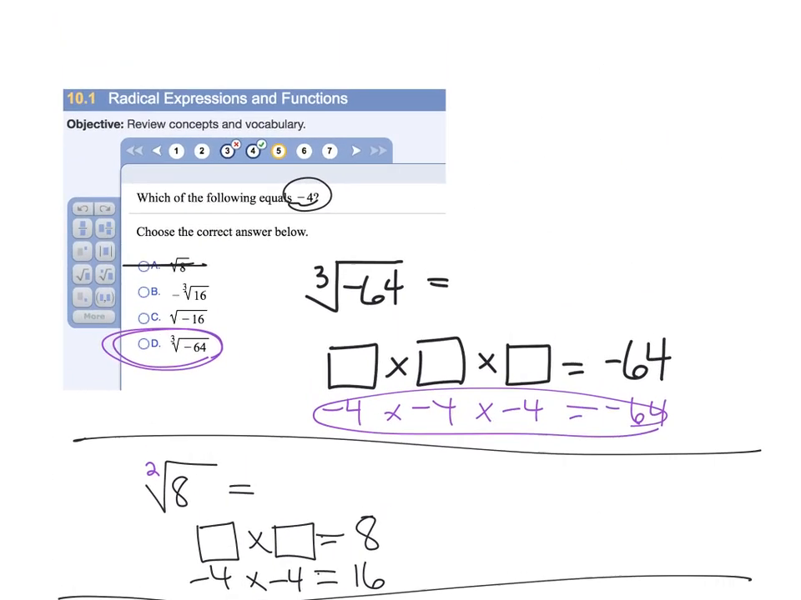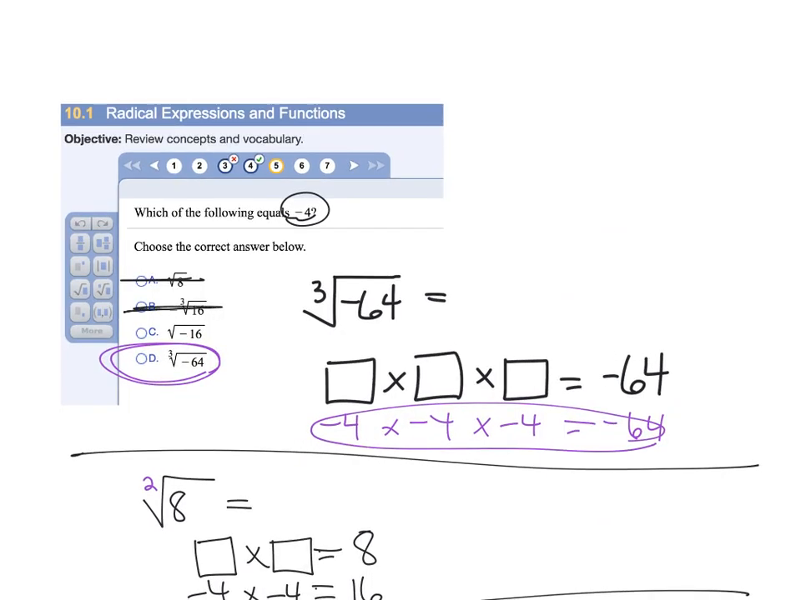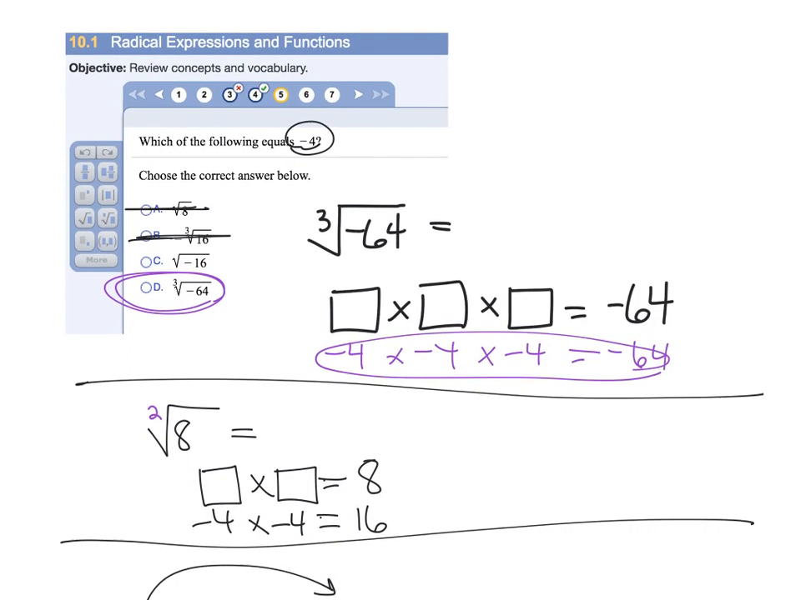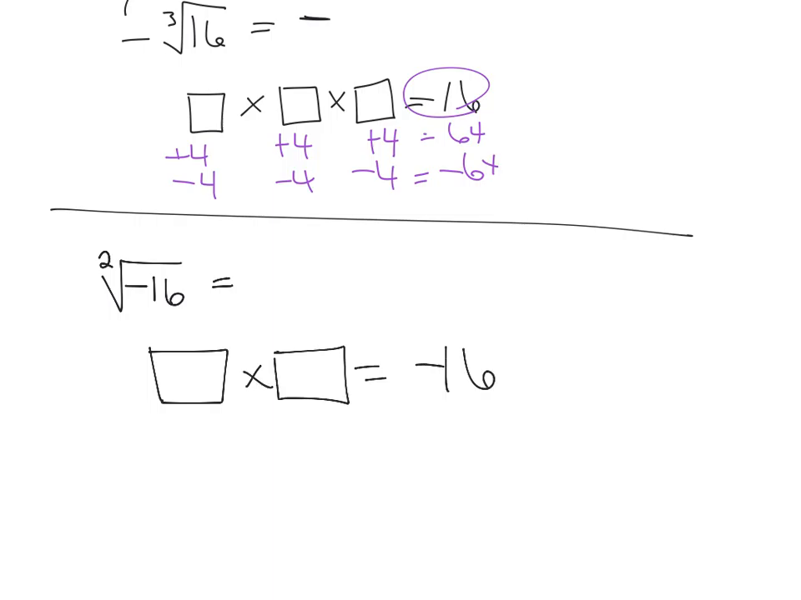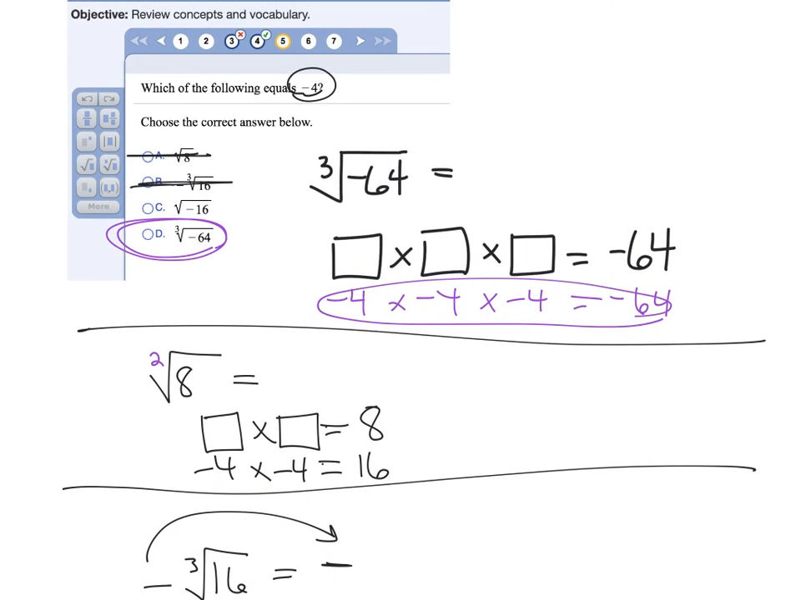And then let's go all the way back up. So this guy's no good. Now let's look at this one, which is the square root of negative 16. Again, there's a 2 there. So what does that mean? This really means what number times itself is equal to negative 16. And if you try 4 and if you try negative 4, neither of those is going to give you negative 16. So that's why that one is no good. So by a process of elimination, it's D.